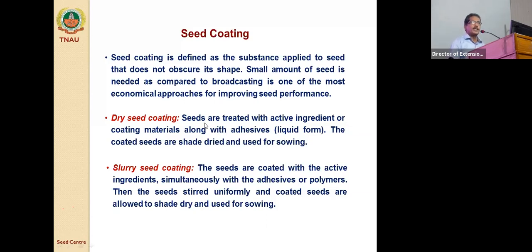Whereas in seed pelleting, we are totally changing the physical property of the seed, especially in terms of shape and size. The size will increase and the shape will be almost spherical. Even irregular seeds will be made into a regular, uniform, spherical shape. That is called seed pelleting. So these are the differences between seed coating and pelleting.